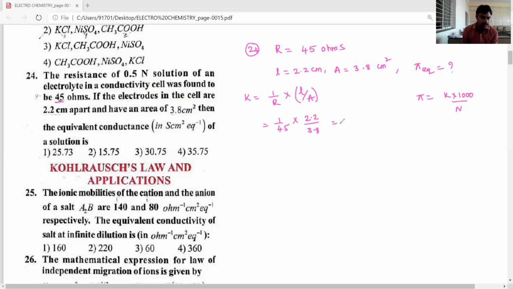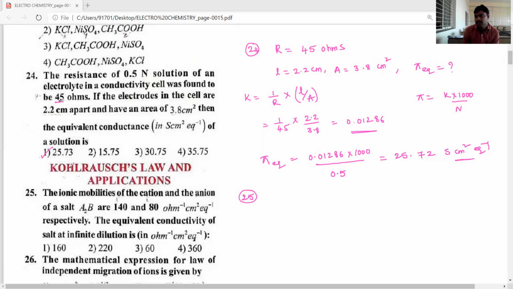On simplification, we get the K value approximately 0.01286. Now the equivalent conductance is equal to K into 1000 by the normality of the given electrolyte, which is 0.5 normal, so 0.01286 into 1000 divided by 0.5. On simplification we will get 25.72 Siemens centimeter square equivalent inverse. S is nothing but ohm inverse. Okay, so the 24th one, the first option is correct.